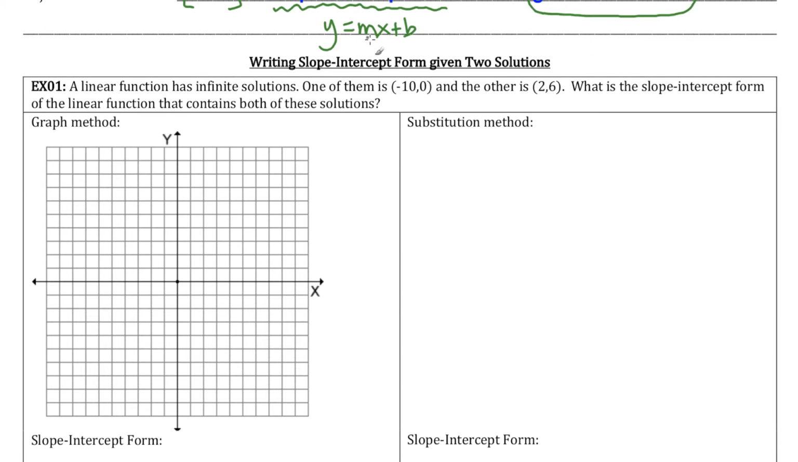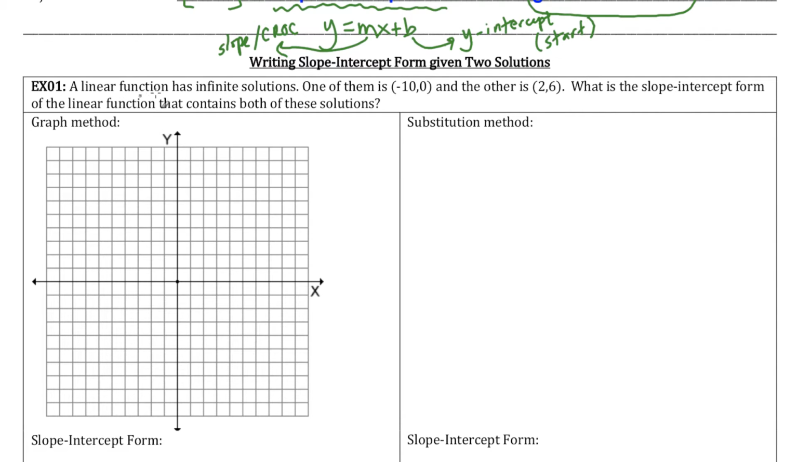So before we move on, let's remind ourselves a little bit about slope-intercept form. So y equals mx plus b. Remember that m is the slope, also known as the constant rate of change. This is how the line moves, we'll say. This is how you move. And b is the y-intercept, which is our starting point.